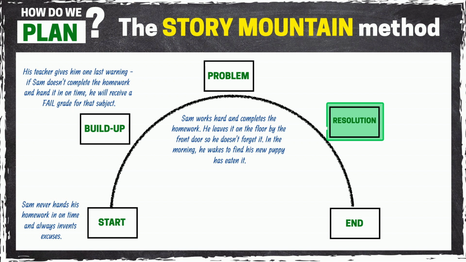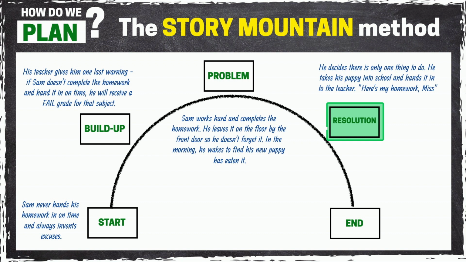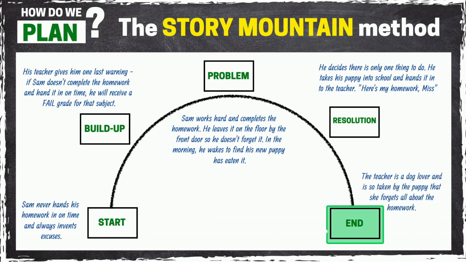Resolution. How can he resolve the problem? He can't go to school and say, "My dog ate my homework." He decides to take his puppy to school and hands it in to the teacher. "Here's my homework, miss," he says. Ending. His teacher is a dog lover and is so taken by the puppy she completely forgets about the homework. Sam has survived another day at school. Once again, you know if your plan is good if you feel excited to write the story.